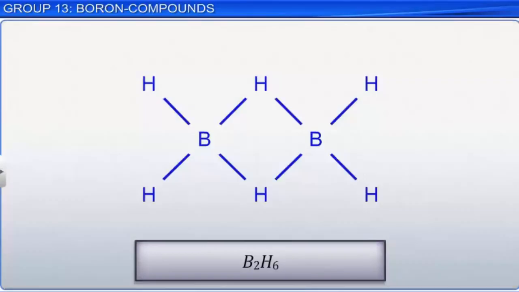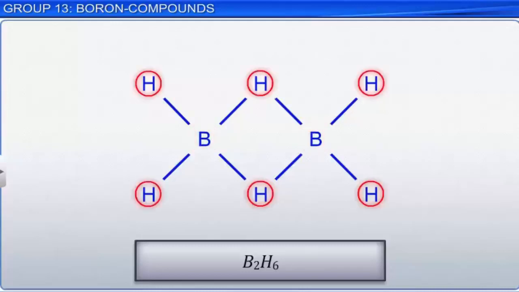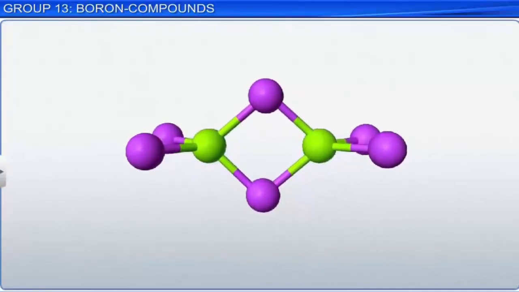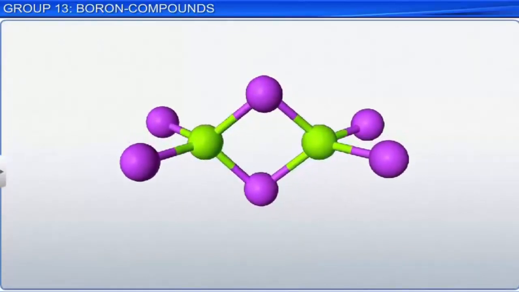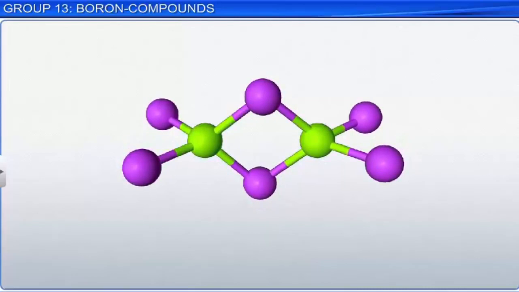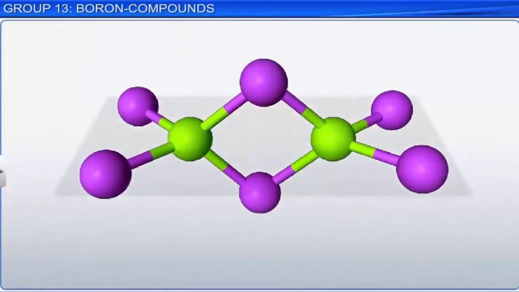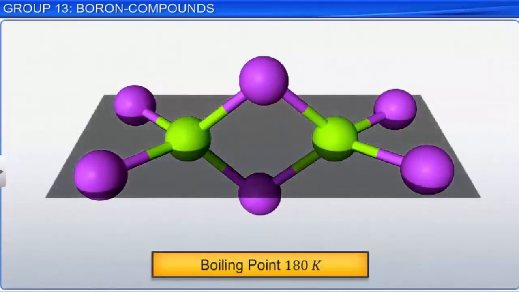Diborane, B2H6, whose structure is illustrated here, is another important compound of boron. Boranes are a class of compounds containing only boron and hydrogen. Diborane is a colorless, highly toxic and extremely reactive gas. It has a boiling point of 180 Kelvin.